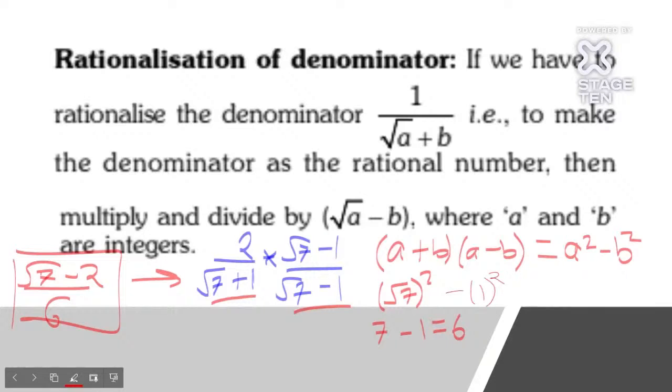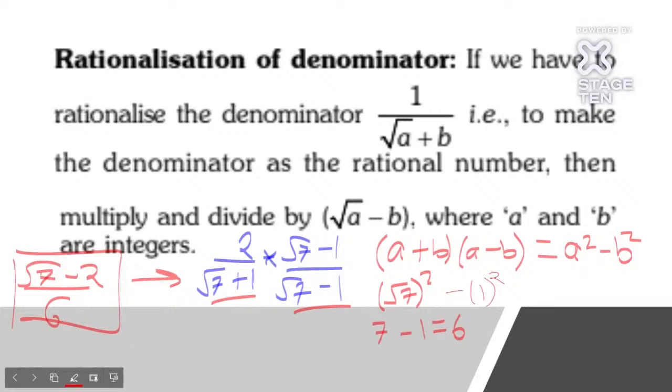Okay, is it clear to you, Abhishek? You asked it. Everyone, is it clear? Everyone, rationalization is clear. How do we rationalize? If you have any expression like root a minus b or root a plus b, you always have to flip the sign and write it.